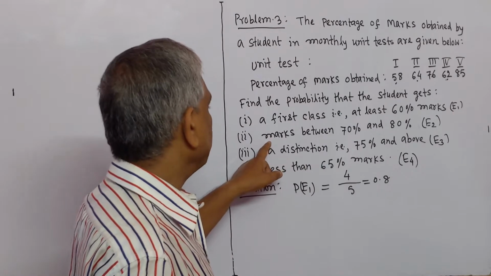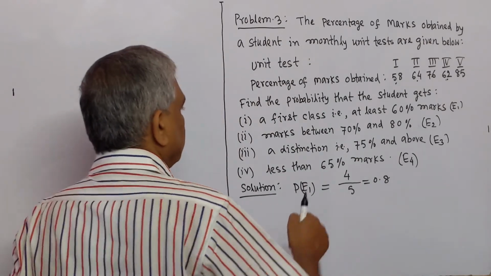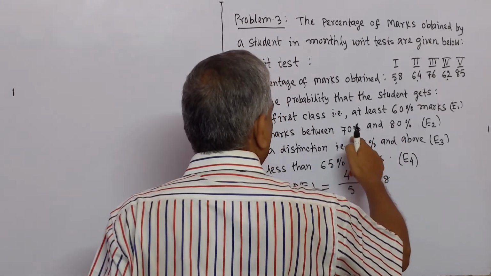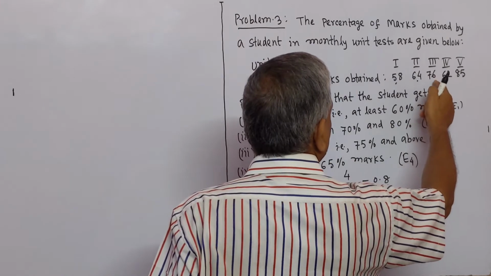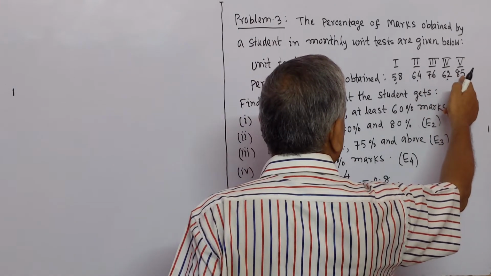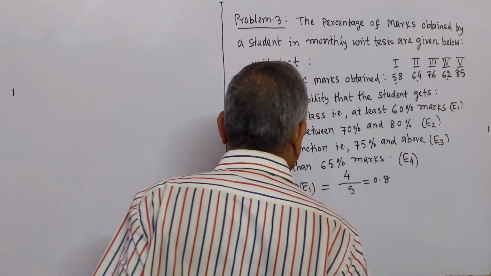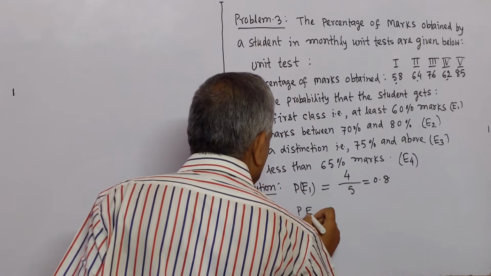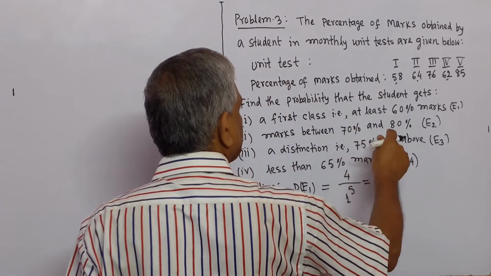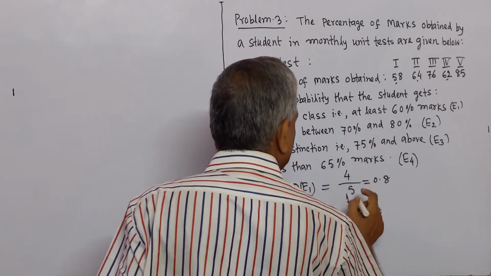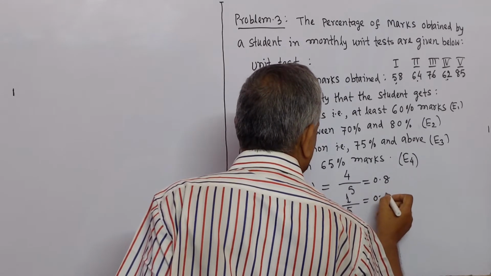Now we solve number 2. Marks between 70% and 80%. Here 70% and above and less than 80% is only this 76%. This 85% is more than 80%. So only in a single test we get this. Therefore P(E2) equal to the number of tests in which the student gets marks between 70% and 80%, which is 1, and the total number of tests equal to 5. This is 0.2.